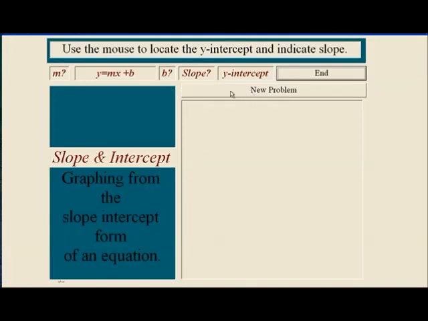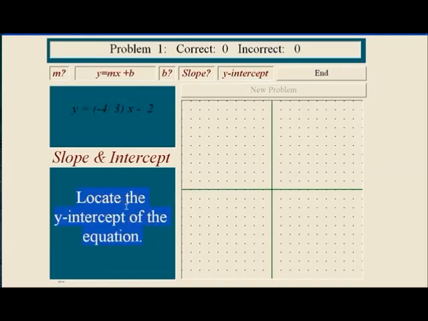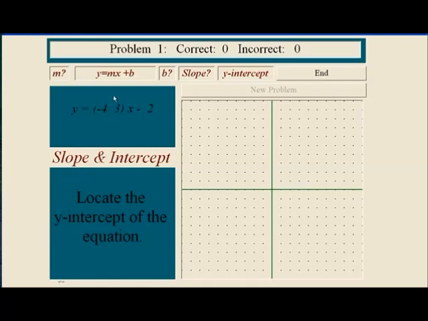So I'm going to give you an equation in the form solved for y. And then you have to graph it. And I'm teaching you one step at a time. It says locate the y-intercept of the equation. Now, when a linear equation is set in this form, y equals mx plus b, the number that appears before the x is the slope of the line. And the number that appears by itself, like this -2, is the y-intercept.